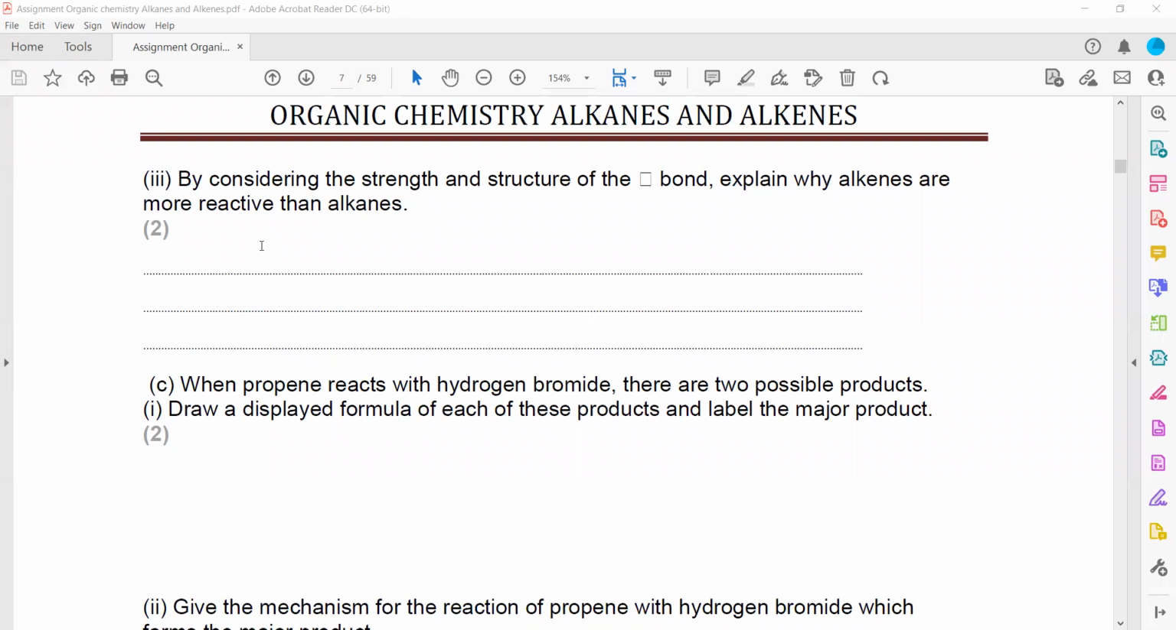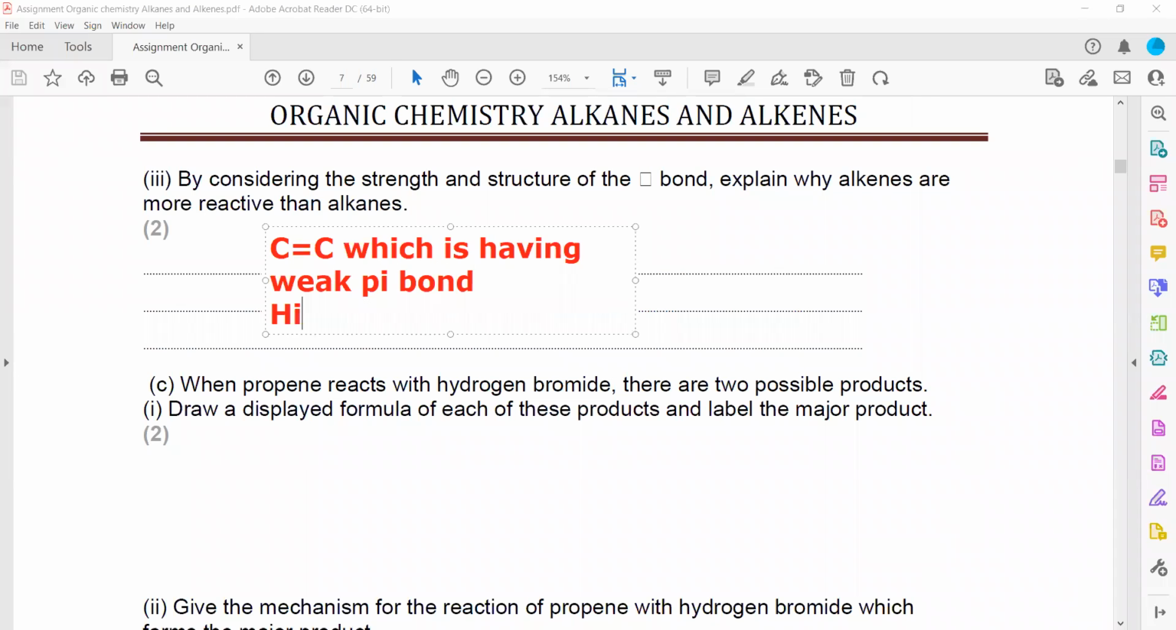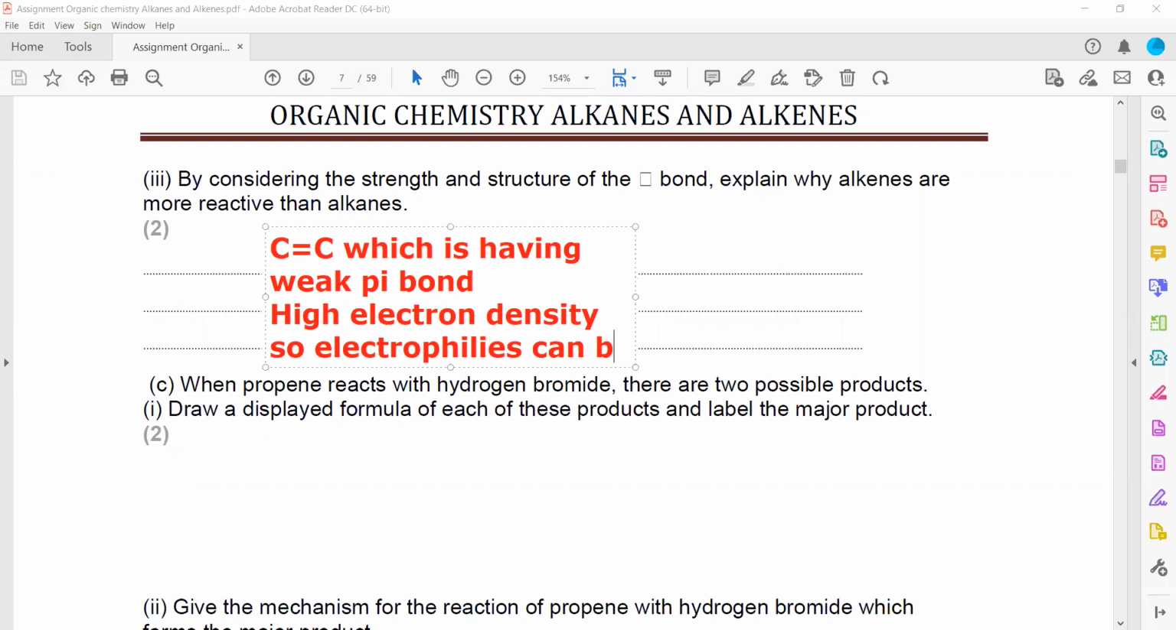So by considering the strength of a carbon double bond, why are alkenes more reactive? Alkene contains a carbon-carbon double bond, which has a weak pi bond and high electron density, so electrophiles can be attracted.